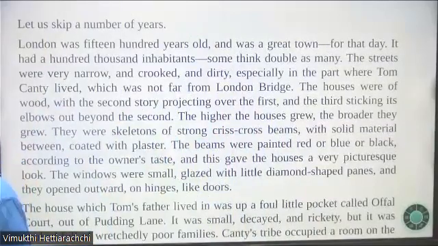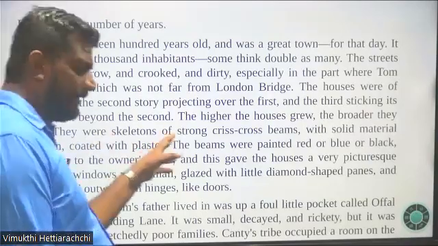The houses were of wood with the second story projecting over the first and the third sticking its elbows out behind the second. The higher the houses grew, the broader they grew. They were skeletons of strong crisscross beams with solid material between coated with plaster. The beams were painted red or blue or black according to the owner's taste, and this gave the houses a very picturesque look. The windows were small, glazed with little diamond-shaped panes, and they opened outward on hinges like doors.